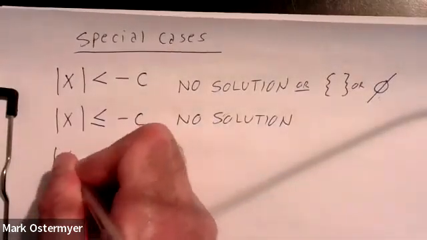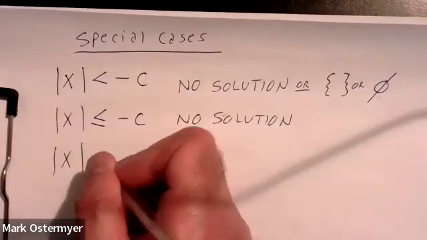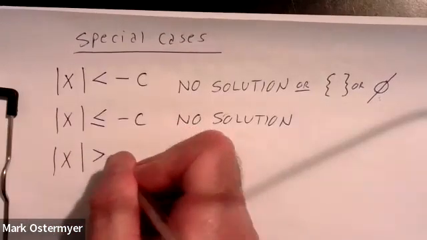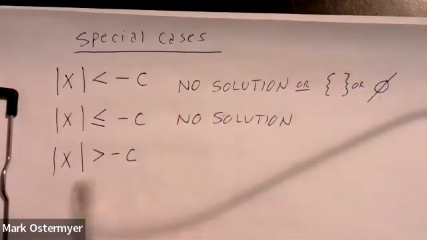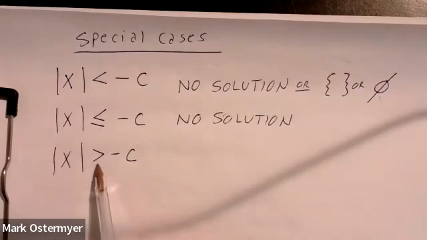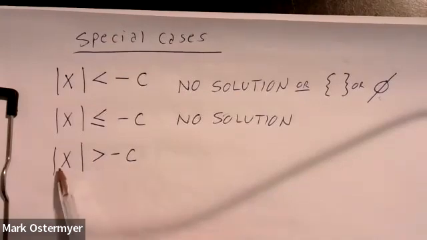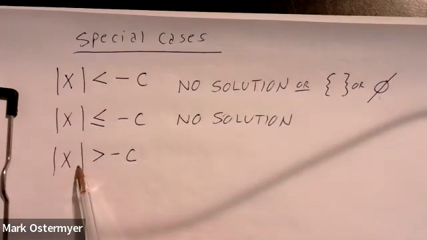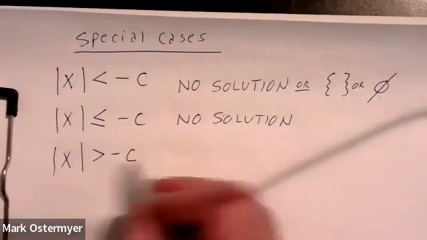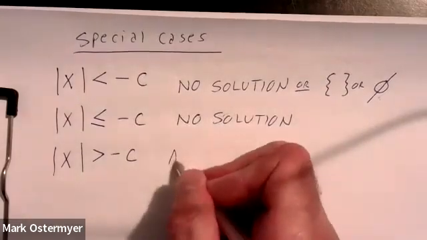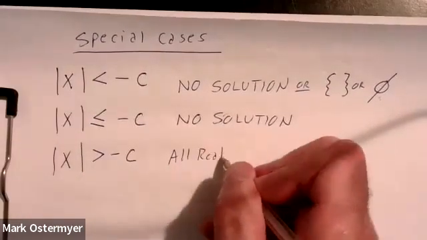Here's another special case. What if you have the absolute value of x or a variable expression in x that is greater than a negative number? What do you think the solution set looks like for this type of absolute value inequality? If you take the positive absolute value of something, you're always going to get a positive. But isn't a positive always greater than a negative number? That's always true. So it doesn't matter what you throw in this absolute value for x, it's always going to walk out of these absolute value symbols as being a positive.